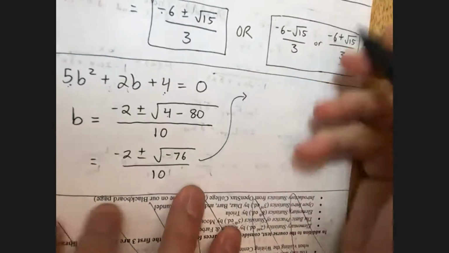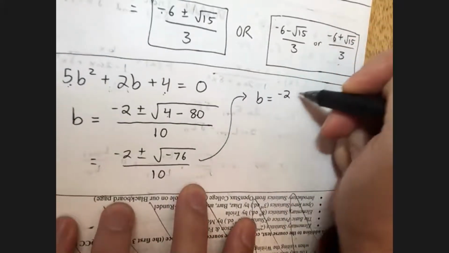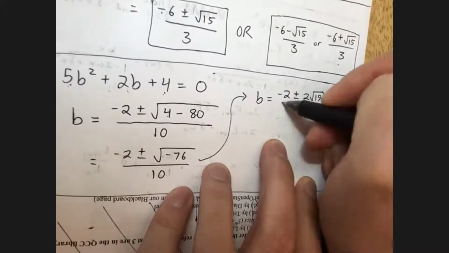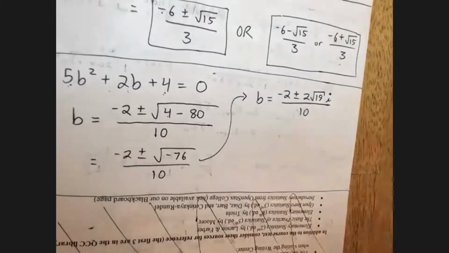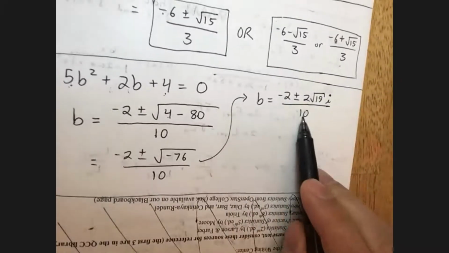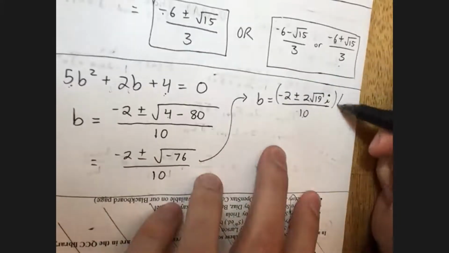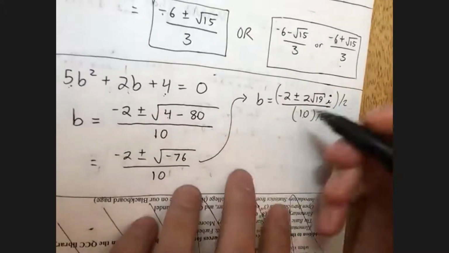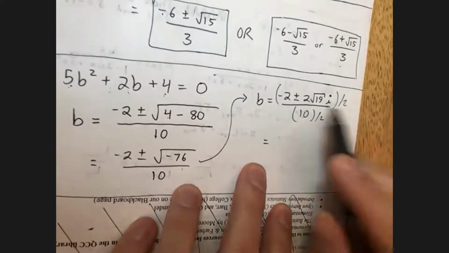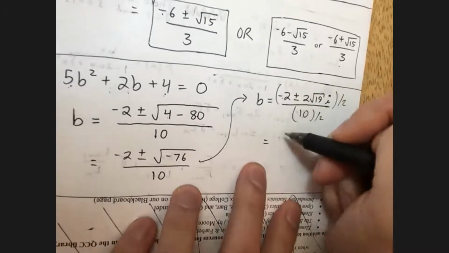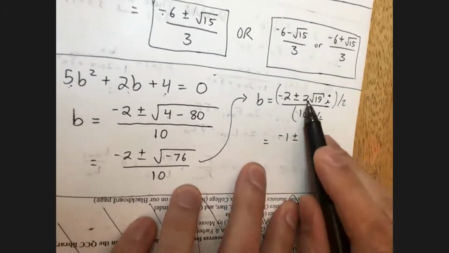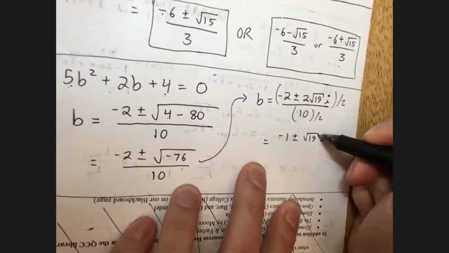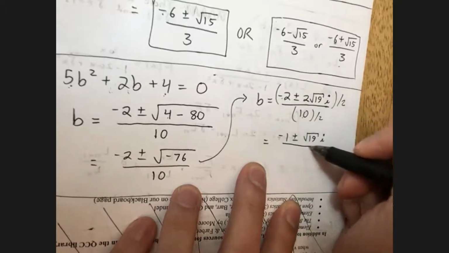So let's go up here. b is equal to negative 2 plus or minus 2 root 19i over 10. Now I'm seeing that everything here is divisible by 2, so we can simplify everything by dividing it by 2, just like we did in the previous problem. Negative 2 divided by 2 is negative 1. 2 divided by 2 is 1, so I'm just left with the root 19i there. And in the bottom, I have 5.